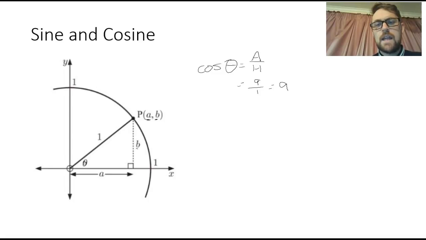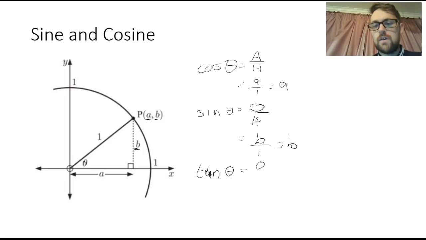Alright? And if we take our sine of theta, it equals, from SOH, opposite over hypotenuse, which equals our opposite is B over 1, which just equals B. And if we take our tan theta, it equals opposite over adjacent, SOHCAHTOA, which is our opposite is B and our adjacent is A. We can't simplify that any further, so that's B over A.